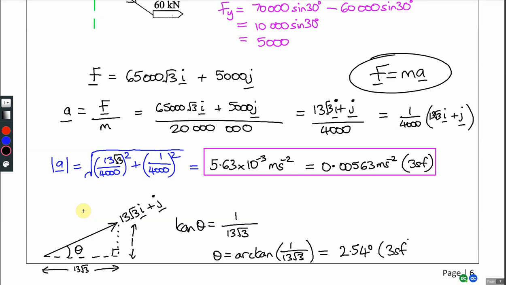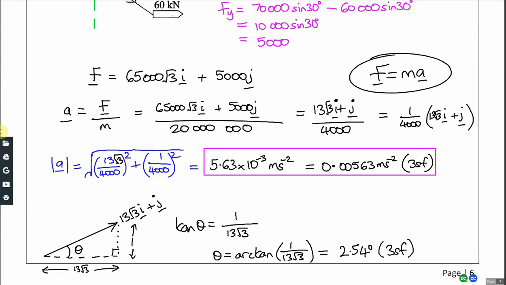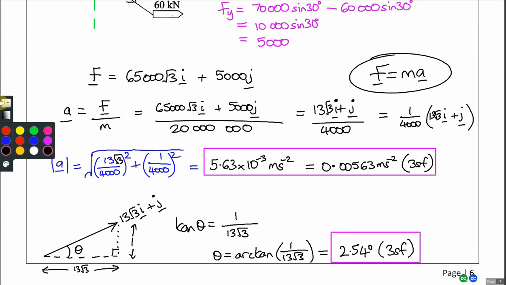You can give your answer in radians alternatively if you want to. And when you're describing a direction in a question like this, it's a good idea to say above the x-axis or above the dotted line in the diagram. The fact I've got a diagram over here as well helps because it supports your answer. So your answer for your direction is not just a number, but a number with a description as well. Okay, that concludes this example.